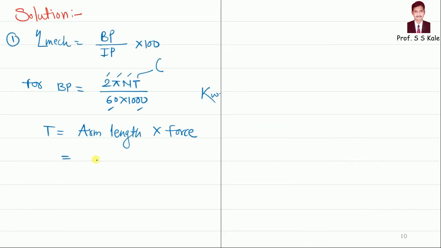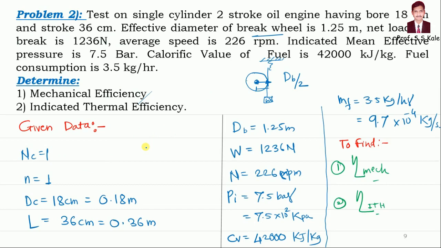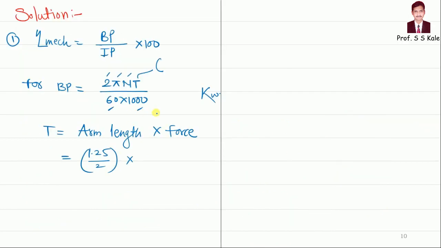So let me write, it's 1.25 by 2, that's brake diameter by 2, into force. What is the force value given to you? The force value given to you is 1236 Newton. If you determine this, the torque value comes to be 772.5. The unit will be Newton meter. So torque we have determined.